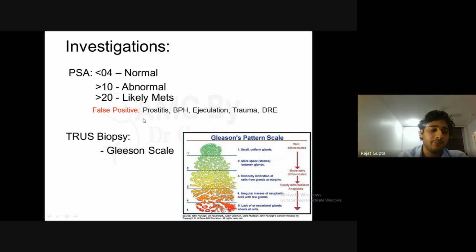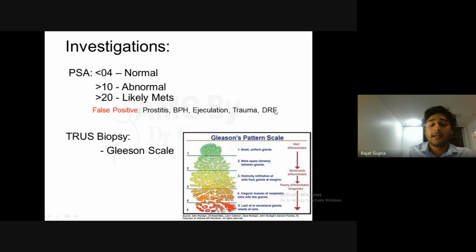False positive results can be seen in prostatitis, BPH, ejaculation, trauma, or DRE. After DRE, it is not very convincing, but some books say it, some don't. So nobody's going to ask you a question related to this, but it can be confusing sometimes.